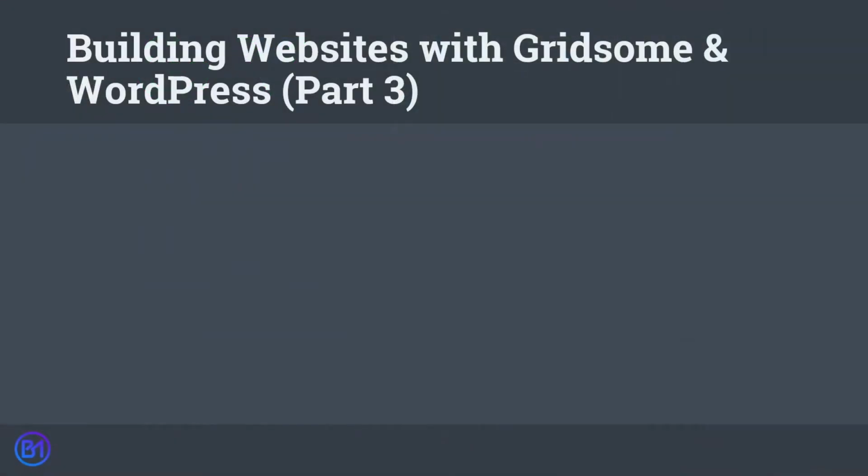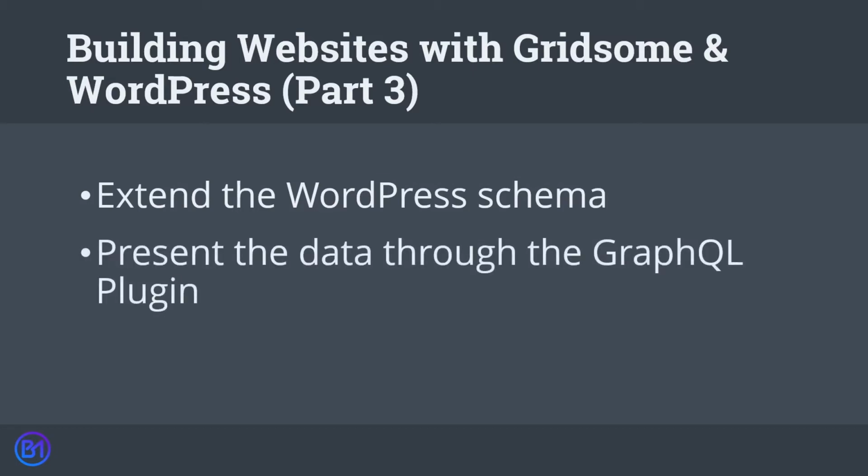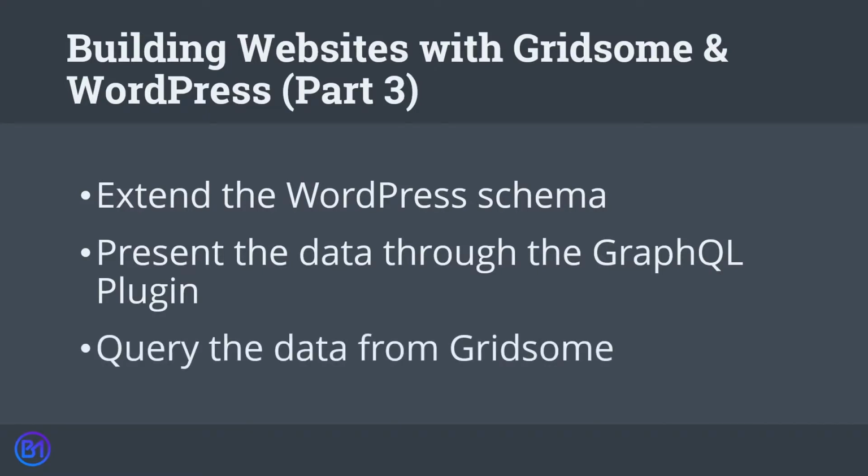In the third and final part of my series on building websites with Gridsome and WordPress, we're going to learn how to extend the WordPress schema using a series of plugins. We're then going to present the data through the GraphQL plugin and query the data from Gridsome, essentially proving that it can be accessed within our Gridsome website.